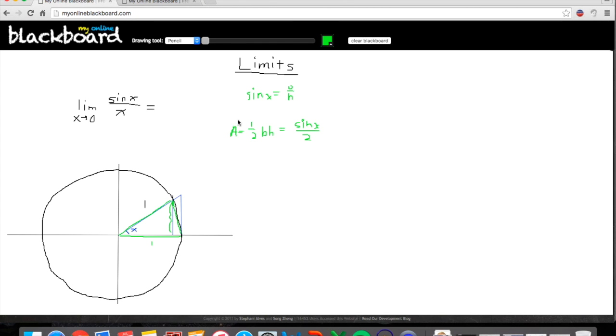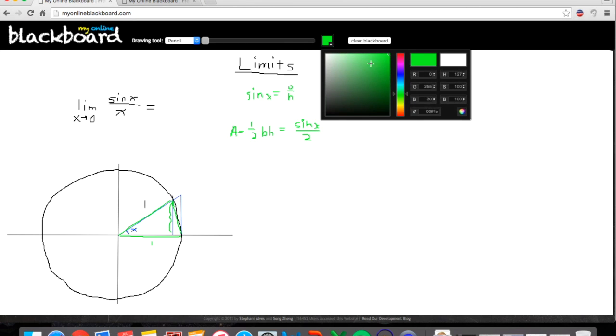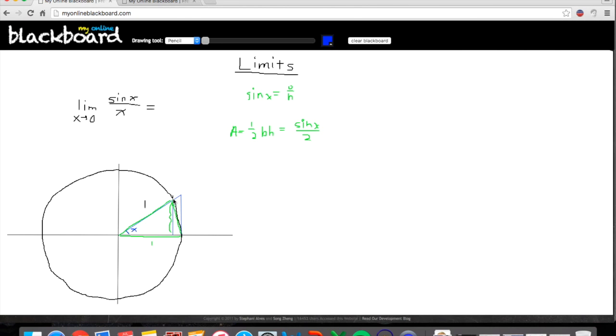Now, let's move on. The next area I want to find is the area of this curve. This curve extends a little bit out from this triangle. There's a little bit of space in between, so the area is a little bit larger. And so it's basically a sector of the entire circle, and the measure in radians of this angle is x.